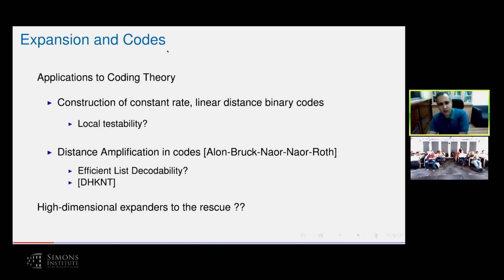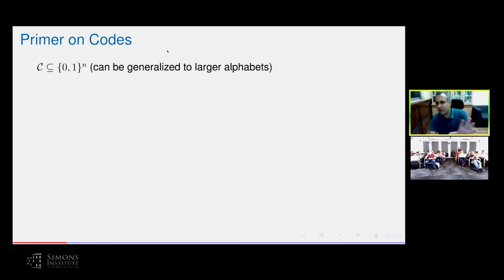Just to get this one said, let's give a quick short primer on codes and then come to the problems at hand. So what are codes? We're looking at some arbitrary subset of the Boolean hypercube. So right now I'm looking at codes over the Boolean alphabet. All of what I say can be generalized to larger alphabets. And then we work on codes.